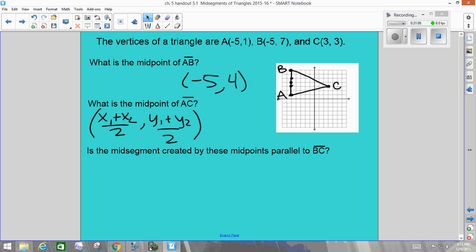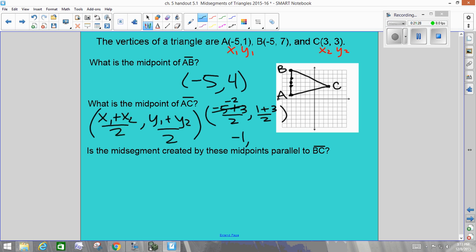So we're trying to find it for AC. So A is going to be my first point. C is going to be my second point. So when I plug them in, -5 plus 3 over 2, comma 1 plus 3 over 2. Simplify, what's -5 plus 3? -2 divided by 2. Good. 1 plus 3 divided by 2. 2. All right. -1, 2.